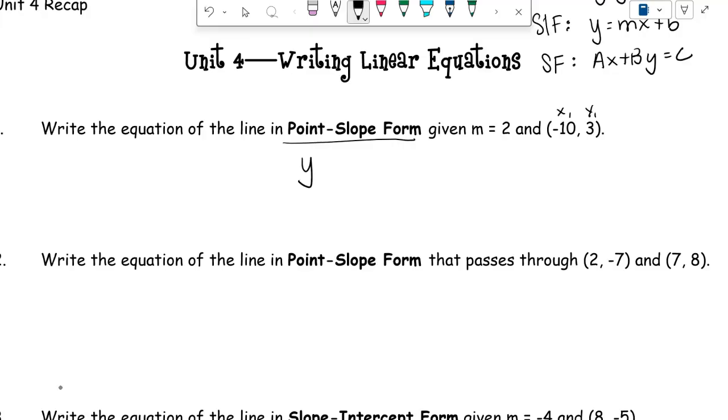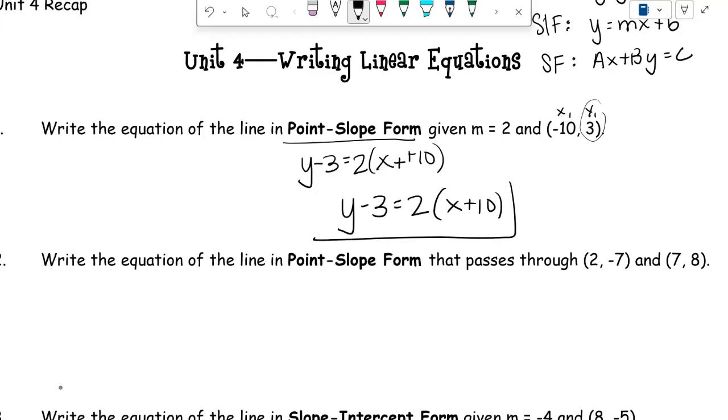So we would just start substituting in y minus y1. Well, y1 is 3. Equals our slope, which is 2, times x minus x1, and in this problem, it's negative 10. We have a double negative, so we turn positive. So our final equation is y minus 3 equals 2 times x plus 10. And that's going to be our answer.